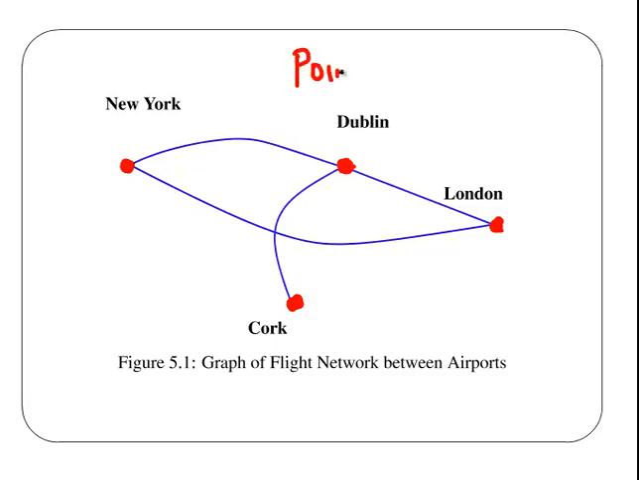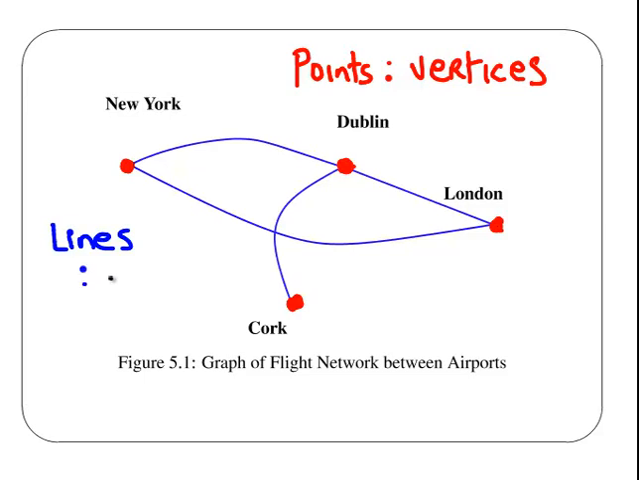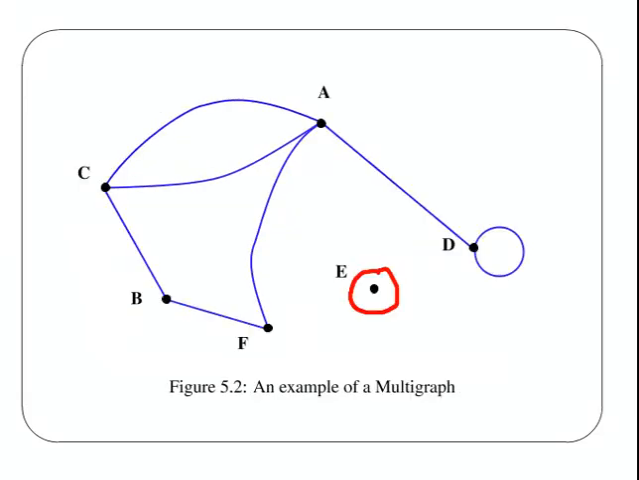Now, the points we're going to call vertices. And then also we have the lines that connect these points, and we are going to call these lines edges. Okay, and so we associate the letter V with vertices, and we're going to associate the letter E with edges. So that's an important point: vertices and edges. That's just to get us going.